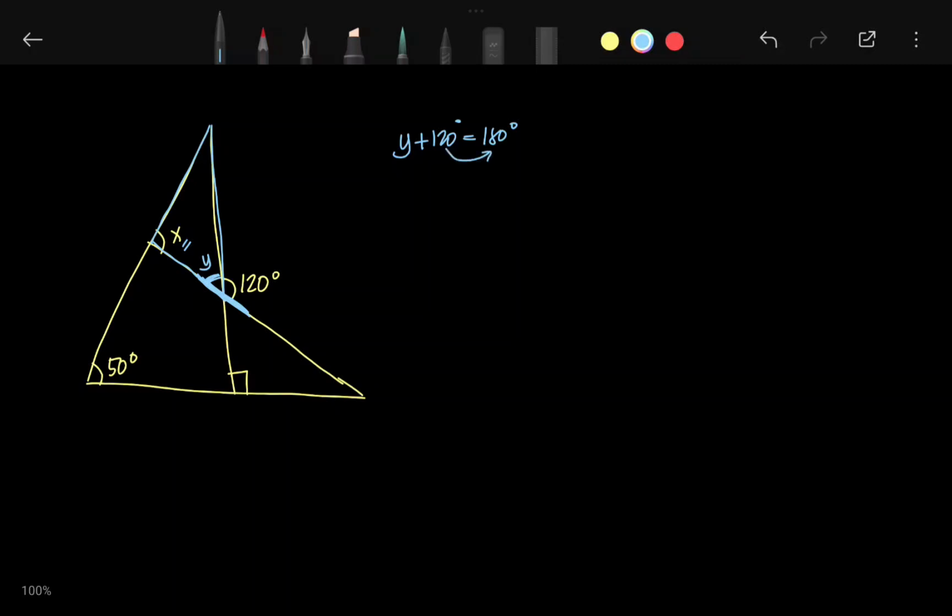Kung transpose 120 sa kabila, y is equal to 180 minus 120, which will give you 60. So, y is already equal to 60 degrees. Nice. I need to find this angle para i-subtract ko siya sa 180 and 60 later on. Nakuha ko na si y. Pero, isang struggle, ito siyang angle, we can find that if we look at this bigger triangle.